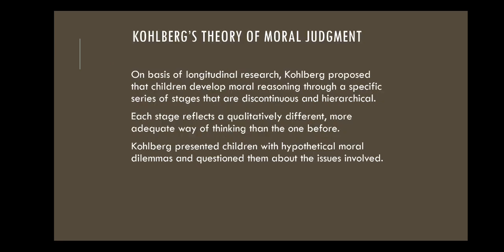Kohlberg's theory of moral judgment is based on longitudinal research. Kohlberg proposed that children develop moral reasoning through a specific series of stages that are discontinuous and hierarchical. Each stage reflects a qualitatively different, more adequate way of thinking than the one before. Kohlberg presented children with hypothetical moral dilemmas and questioned them about the issues involved. So when Kohlberg developed the theory, he did a study. After doing this study, he came up with the theory.